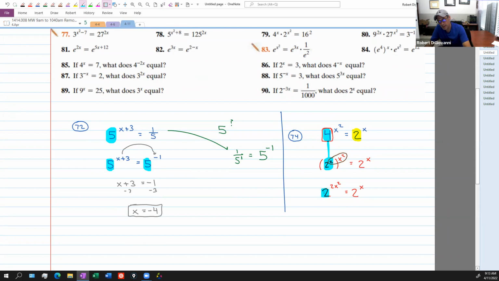Now I have the same base, 2 and 2. What I need to do is set that equal to that. So I just need to set 2x squared equal to x. We've been through this type of equation before. Be really careful here. Do not divide both sides by x. You're trying to solve this equation. Do not divide both sides by x. Bring all your x's to one side. So I'll subtract x on both sides, which gives me 0 on the right. And then I will factor a GCF out.